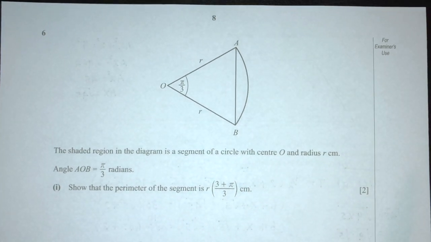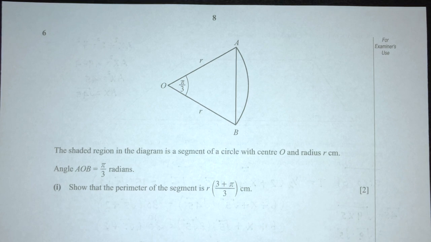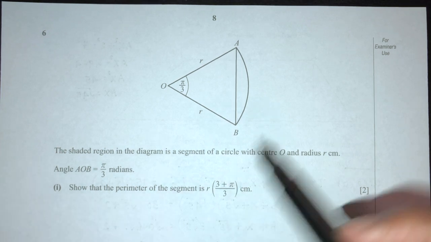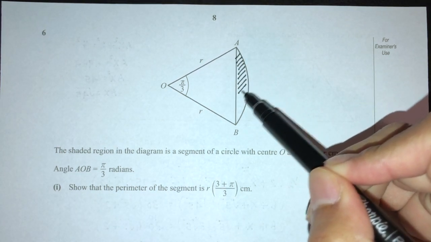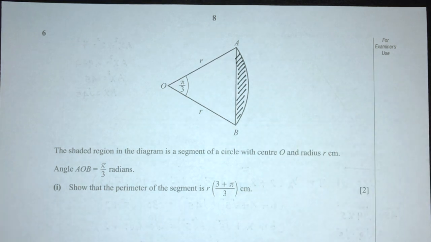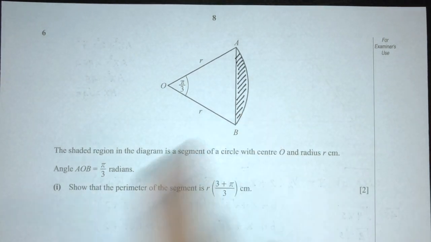Now let's move on to question number 6. So it says the shaded region in the diagram is a segment of a circle with center O. So it means that this is the region that we have as your shaded region. Okay. So I'm sorry about that. My printer doesn't have ink anymore. That's why we don't have the region, but it tells you which part is shaded.